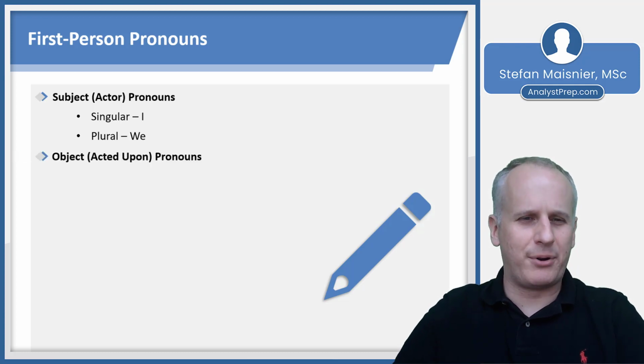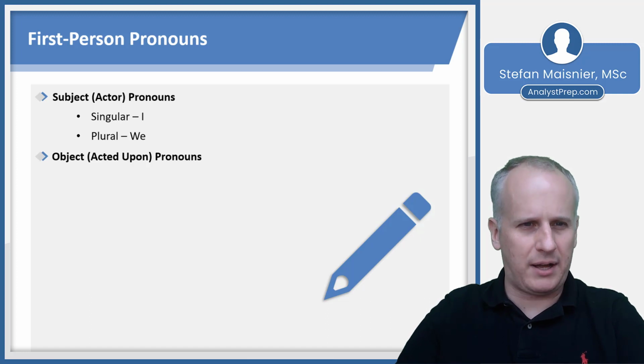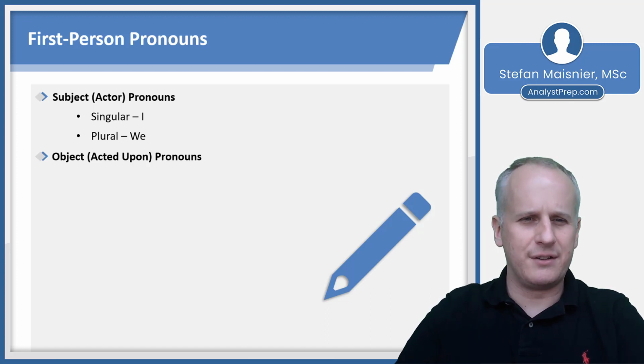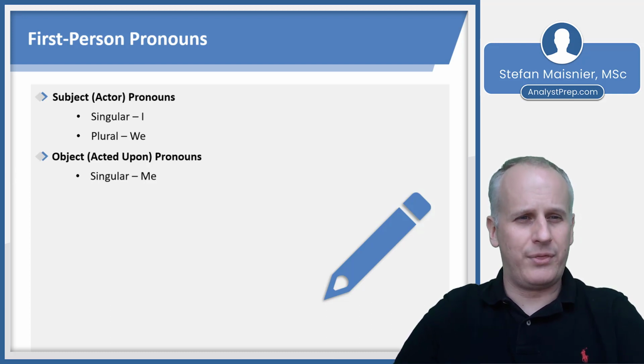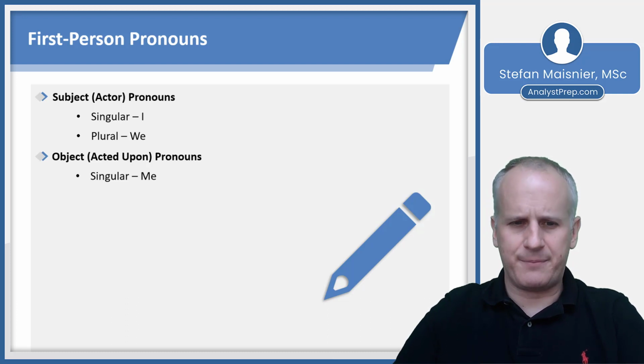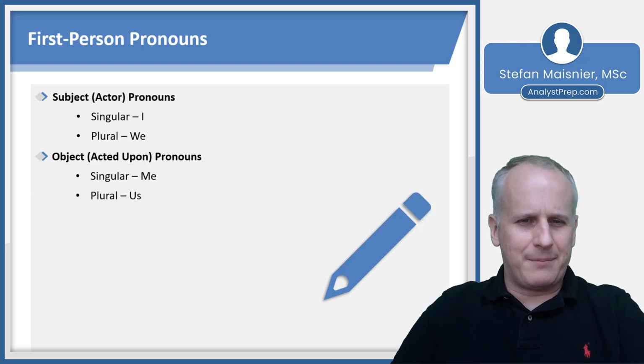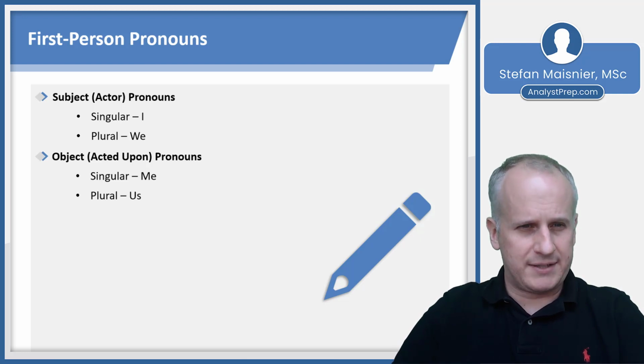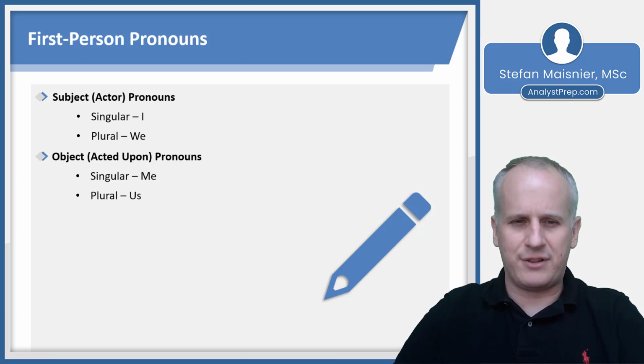Now, your object pronouns are pronouns for entities that are being acted upon within the sentence. Now, your singular first person object pronoun is going to be me. It was done to me. They did it to me, something of that nature. Your plural object pronoun is going to be us. It was done to us. They did it to us. Us is being acted upon, not committing the action there.